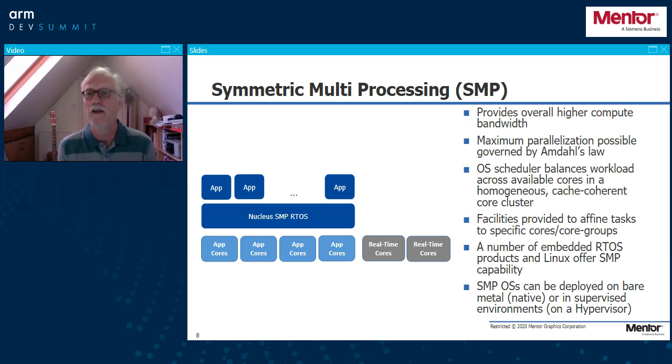The scheduler within the operating system will maintain distribution of work across the cores. You have control over it as well if you want, but it can be done automatically. This capability is available on a variety of RTOS products on the market, and also Linux has an SMP option.